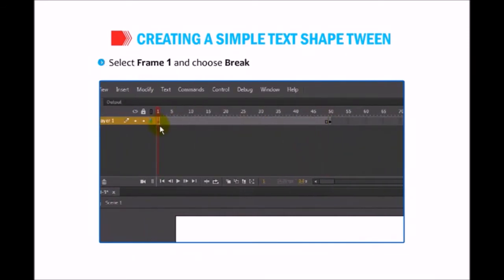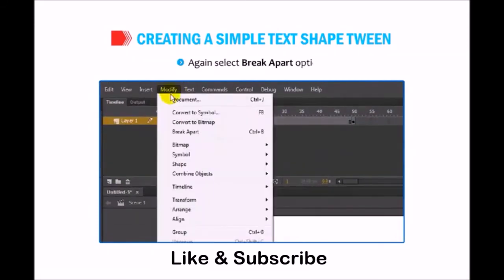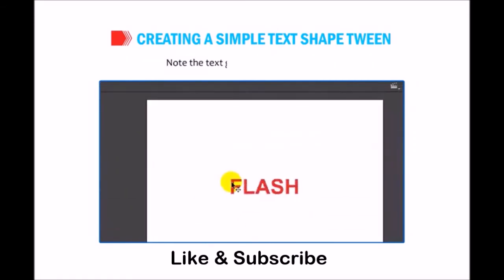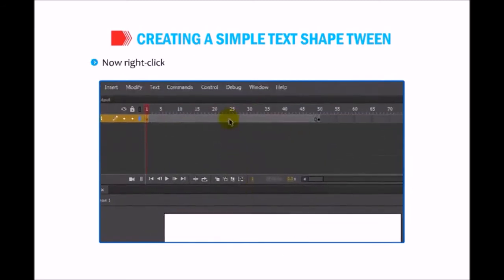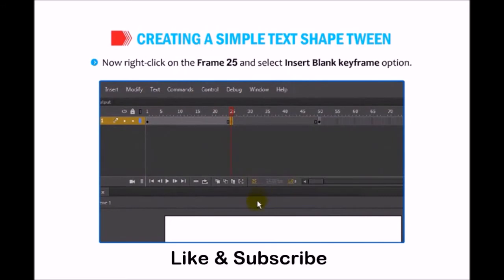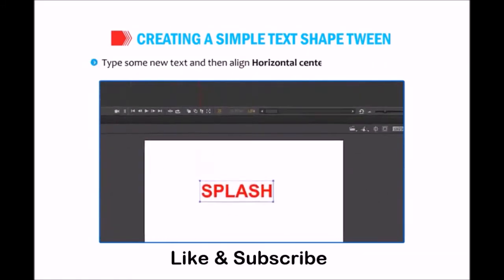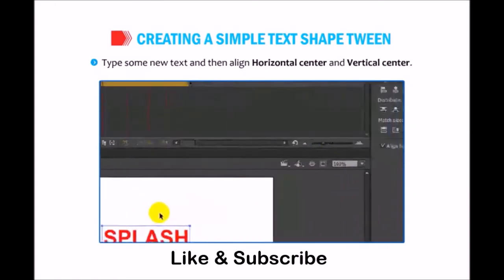Select frame 1 and choose the Break Apart option from the Modify menu. The letters break into separate blocks. Again, select the Break Apart option. Note the text gets converted into shape. Now right-click on frame 25 and select the Insert Blank Keyframe option. Type some new text and then align horizontal center and vertical center.